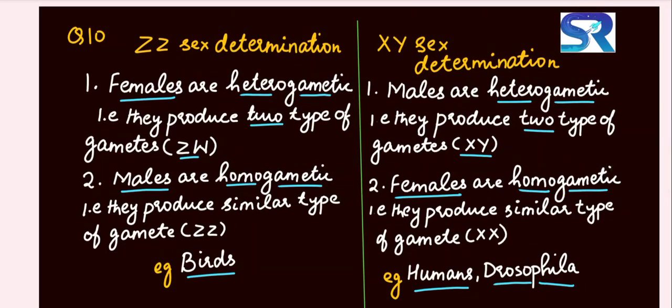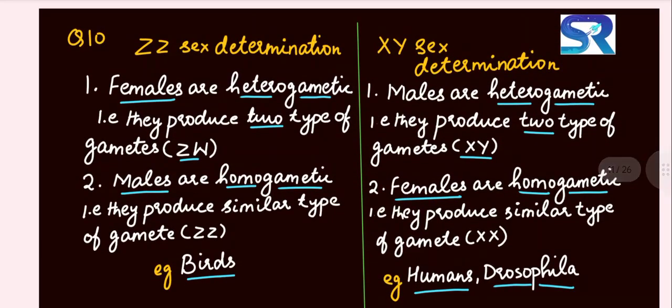Question number 10. First point, females are heterogametic. They produce two types of gametes, ZW. Second, males are homogametic. They produce similar type of gamete, ZZ. Example birds.